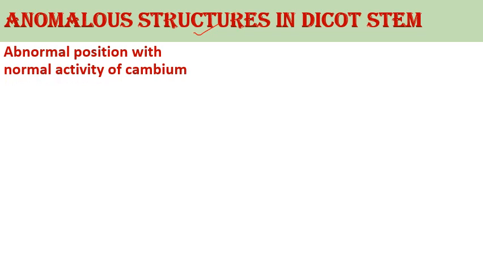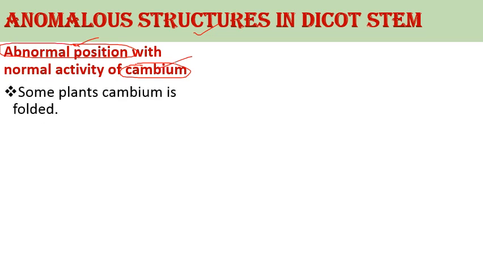Next, anomalous structures in dicot stem. Firstly, we will discuss the various reasons for anomalous secondary growth in case of dicot stem. So the first reason is abnormal position with normal activity of cambium. So the position of the cambium is abnormal, whereas the activity of the cambium is normal. So this is the first case which results in anomalous structures in dicots.